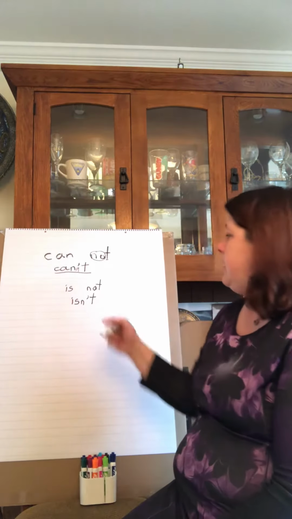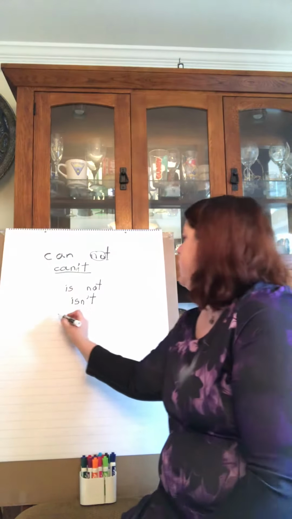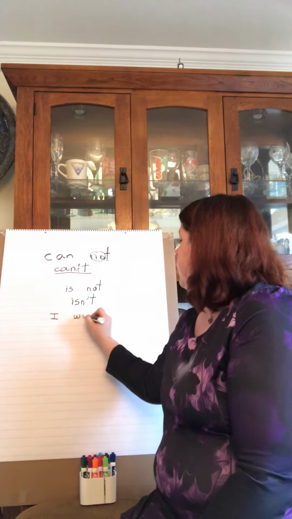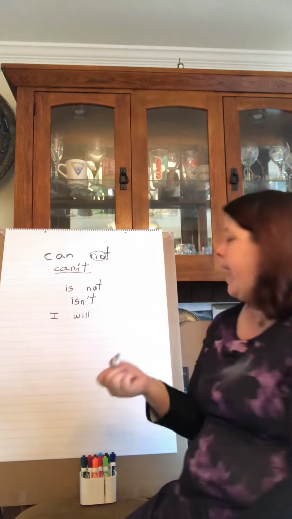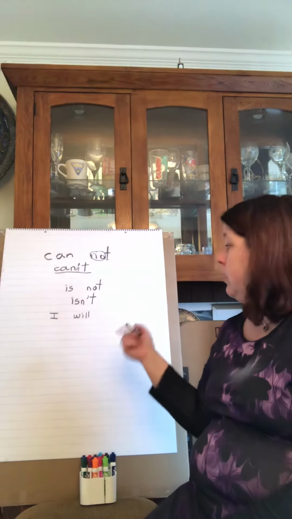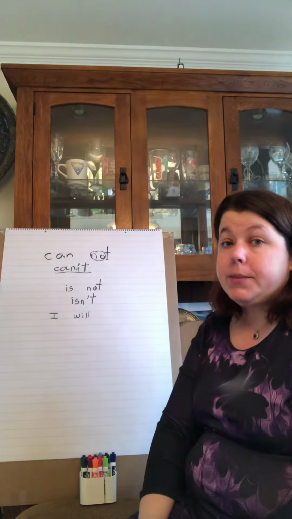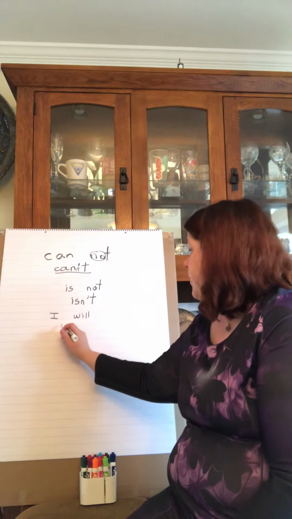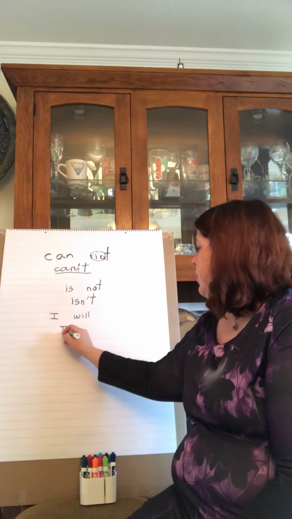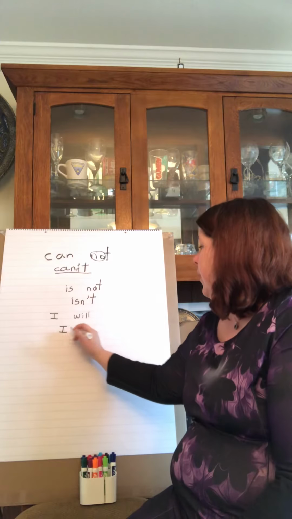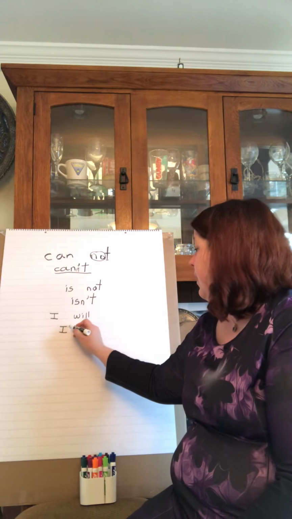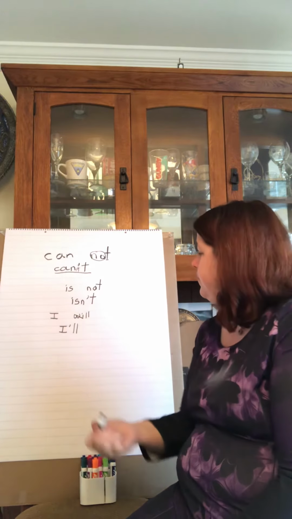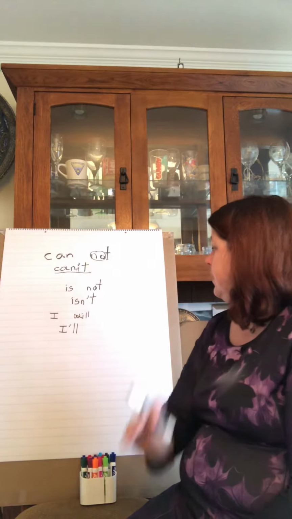All right, let's think of another one. I will. I will do that. Who can figure out how we are supposed to do this one? All right, so write the first word. And then an apostrophe, LL. We're only using the last two letters for this one. I'll do that.